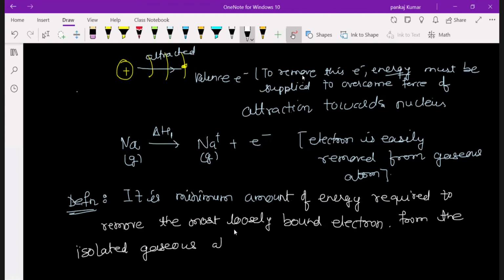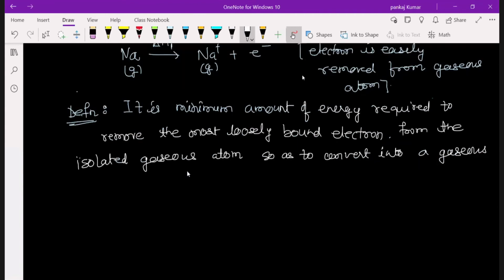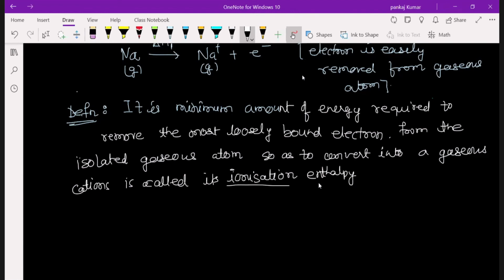What I'm writing here, I wrote this much. Can you see? Sir, I can see only up to atom. So now it came: gaseous cation is called. There is a latency problem, I think, sir. Latency problem on your side. Internet, no? Slow speed. Lagging, sir. Sometimes internet speed is less. I don't know, but mine is earphone only.